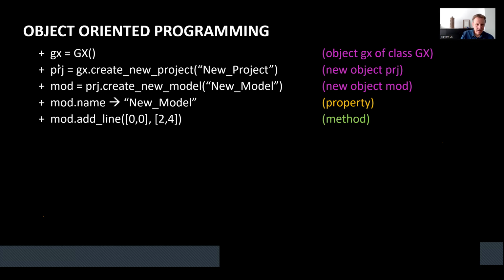We call this object prj. Then this project object also has methods, for example, create new model. So we create a new model, we call it mod, and that model has various properties, for example, the name, so mod.name is called new model, and mod.addLine, which is more of an action. It's a method where we create a new line from 0,0 to 2,4.